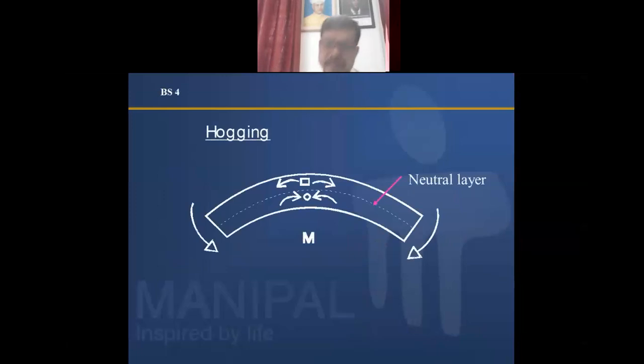If the beam is creating hogging bending moment, see this scale, it is creating hogging bending moment, then it will develop tensile stresses at the top and compression stresses at the bottom.